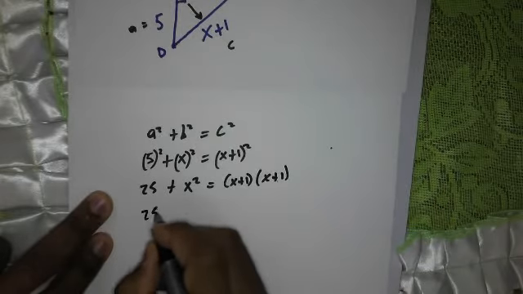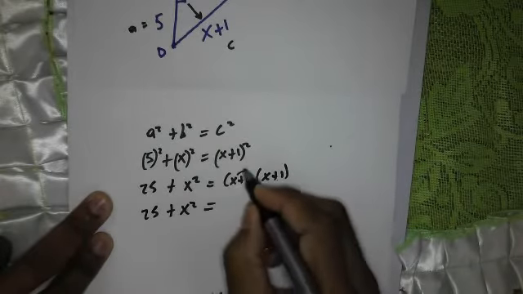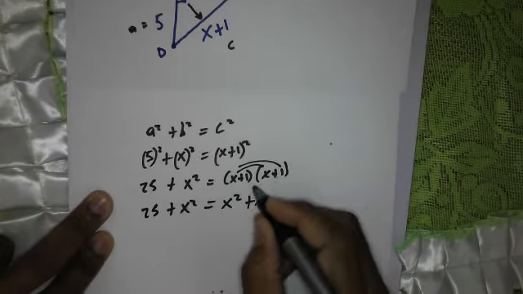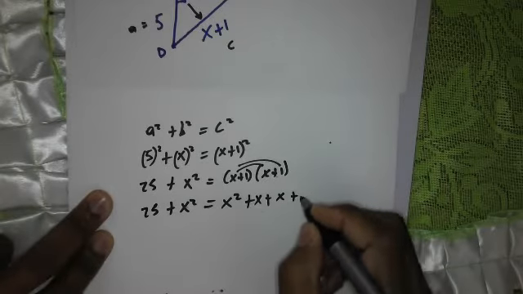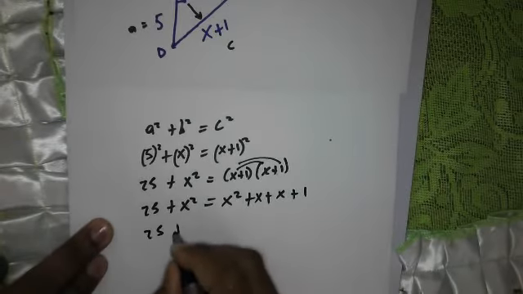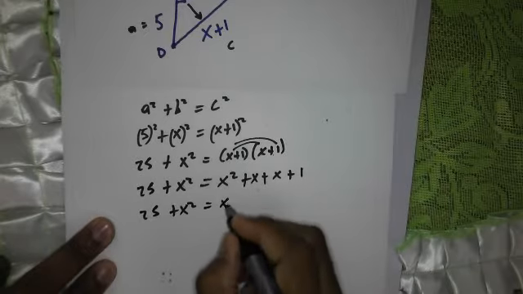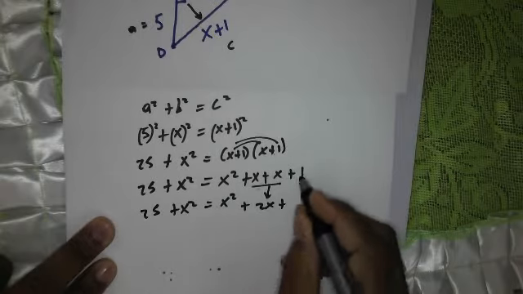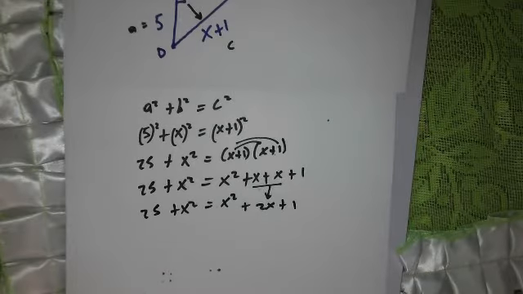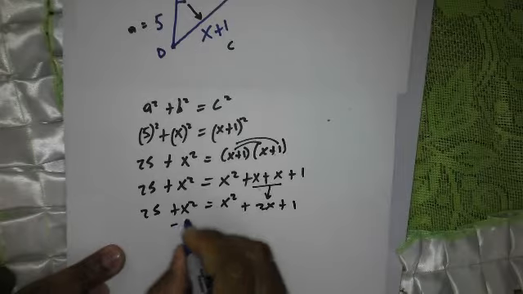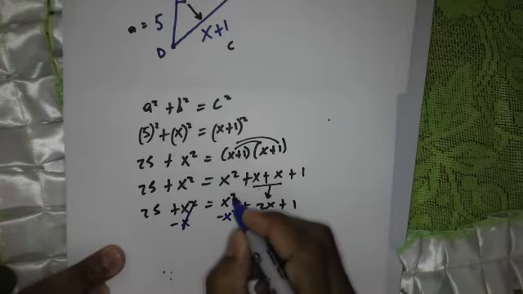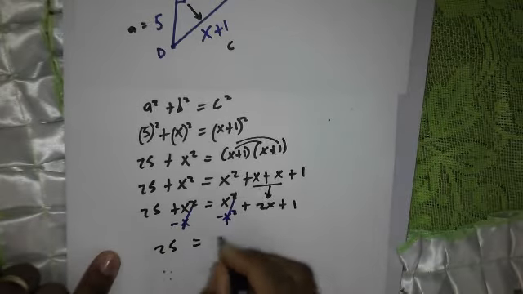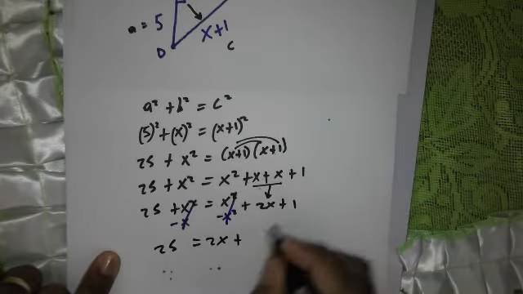So 25 plus x squared equals, let's distribute: x times x is x squared, x times 1 is x, 1 times x is x, 1 times 1 is 1. So this is 25 plus x squared equals x squared plus 2x plus 1, since the two x terms are like terms. Now we want all our x squared terms on one side, so if we subtract x squared from both sides, this x squared cancels that one. What we are left with is 25 equals 2x plus 1.